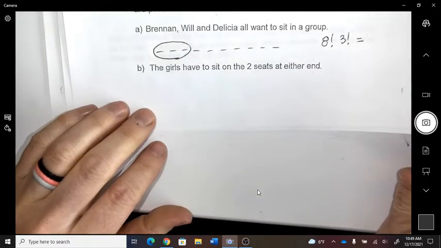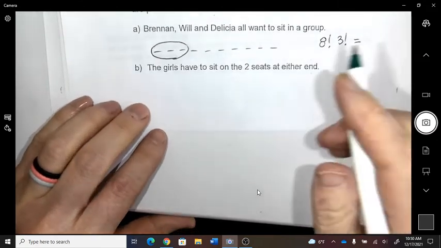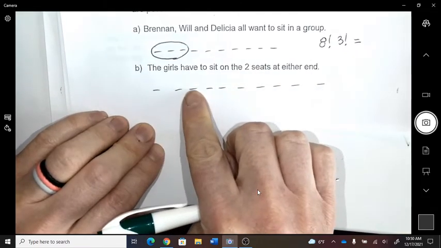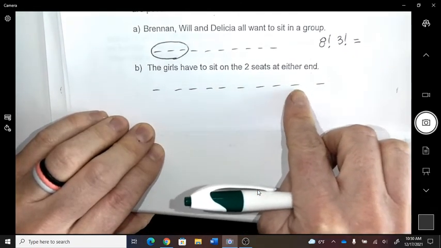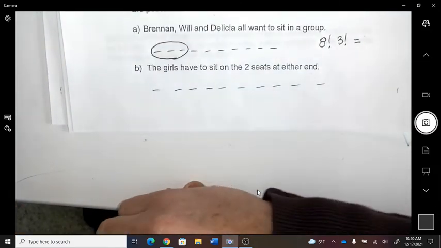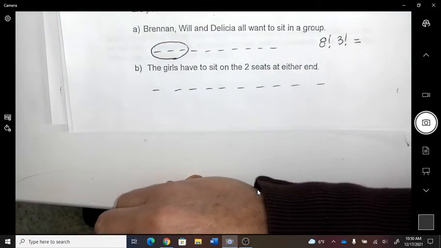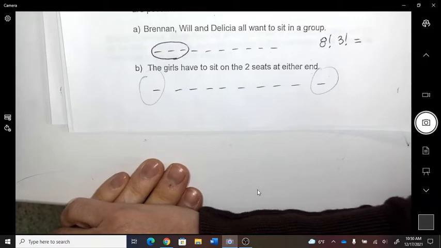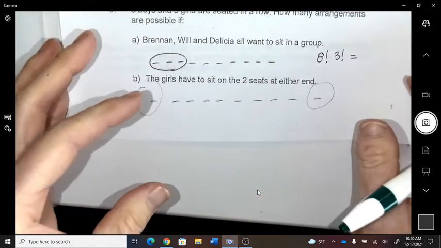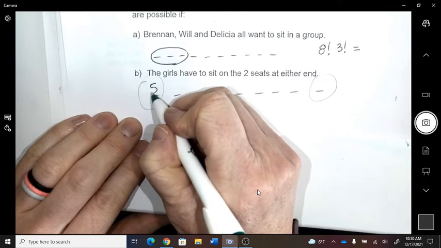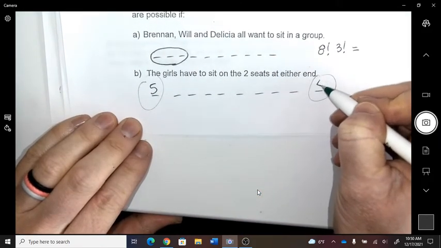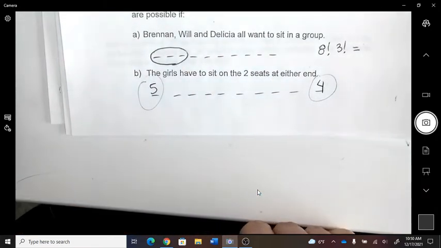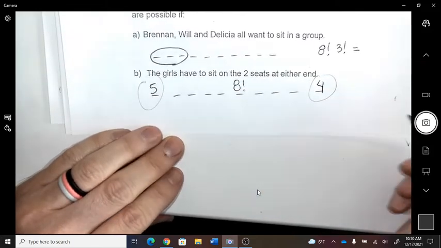Okay, what if, okay, let's do one more of these. I think we kind of did one. So if the girls had to sit on the 2 seats at either end, what would you do again? So this would be 5, this would be 4, and then there's just other people, and you don't care where they sit, so I'm left with 8 people.